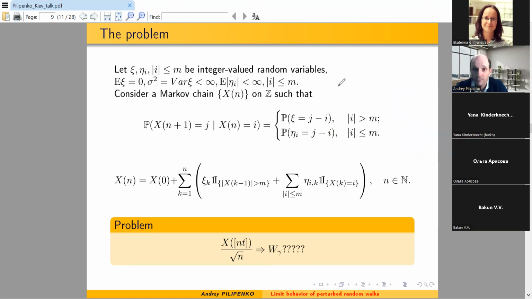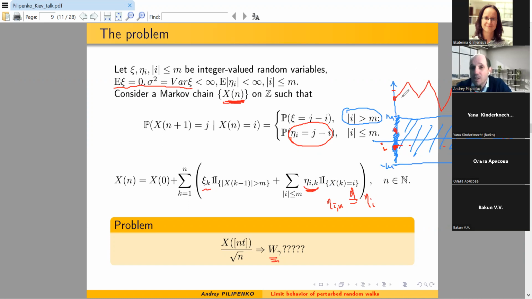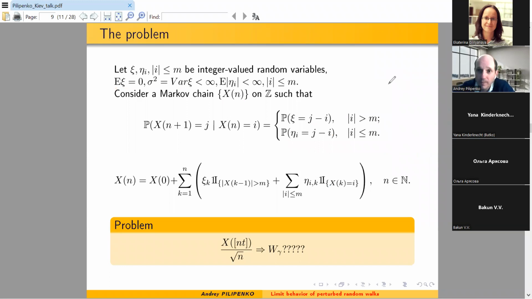May I ask a question? Yes. So how fat the membrane is, this parameter M does not play any role? M is finite. Yes, but in the result you just obtain a skew Brownian motion. Yes, because when you make a scaling, the membrane shrinks to a point. Ah, okay. Then the membrane shrinks to a point. Yes. Okay, thank you.